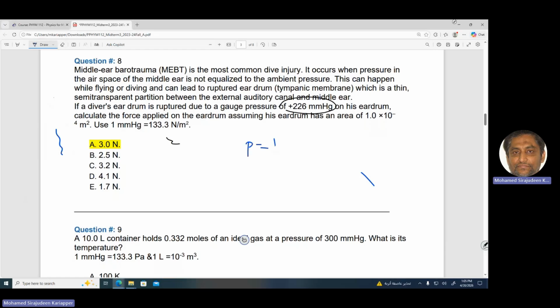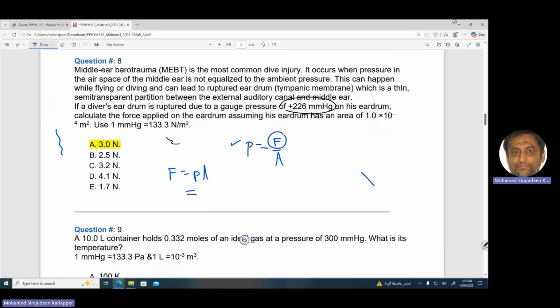P is equal to force divided by area. Here we are given the pressure, the excess pressure, the gauge pressure, and you can calculate that resulting force. That is the question. So force is equal to pressure multiplied by the area. Just substitute, but the only thing you have to remember is to put the units.